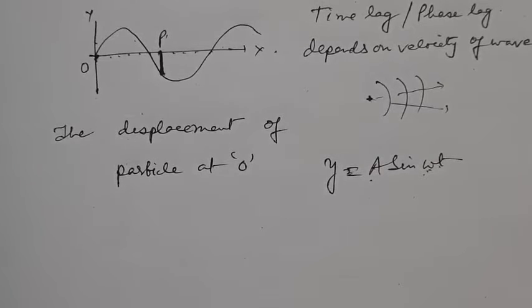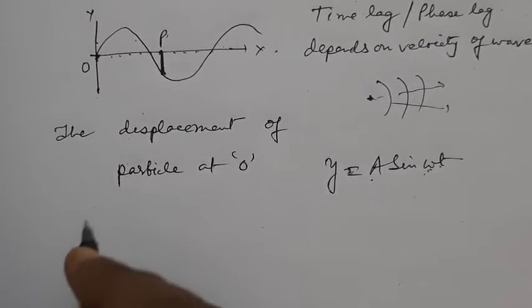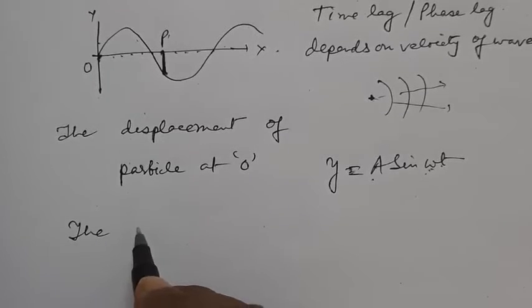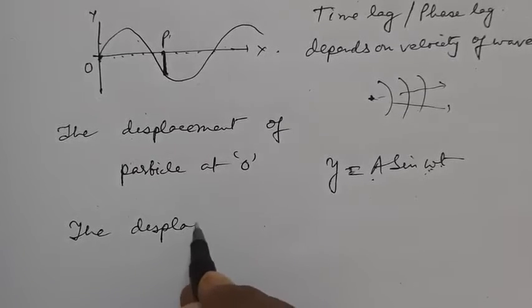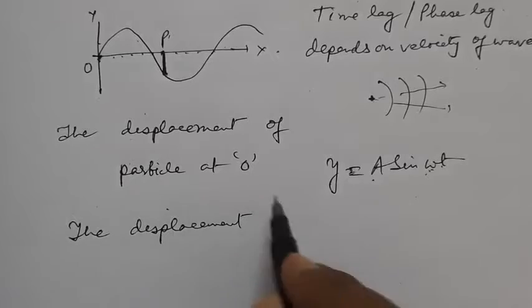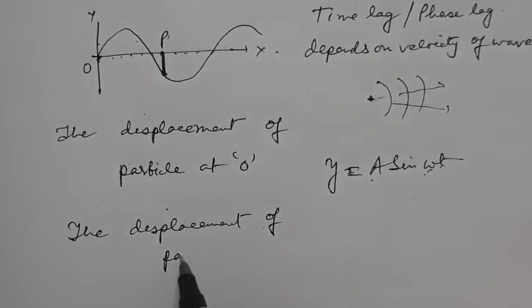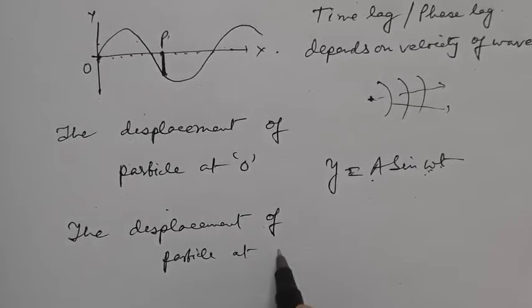Now what happens if we consider the particle at point P? We will try to write the equation of the particle at position P. Now the displacement equation, or rather displacement of particle at P.